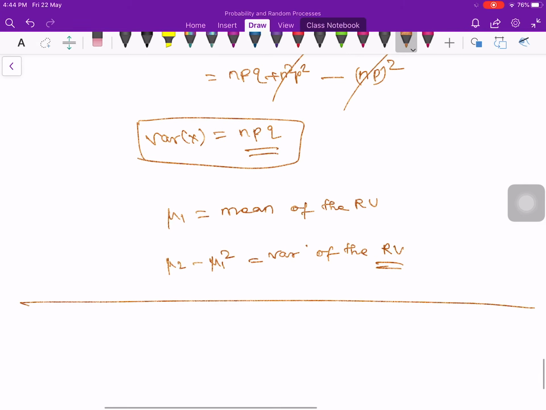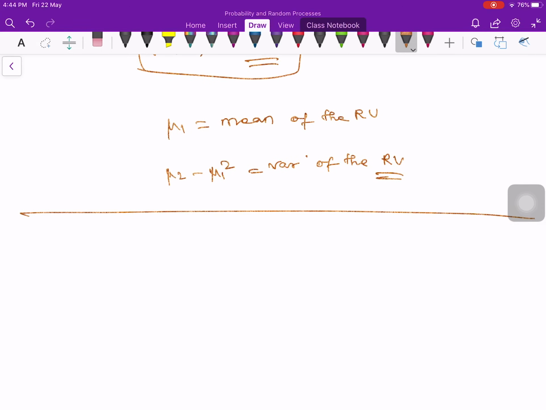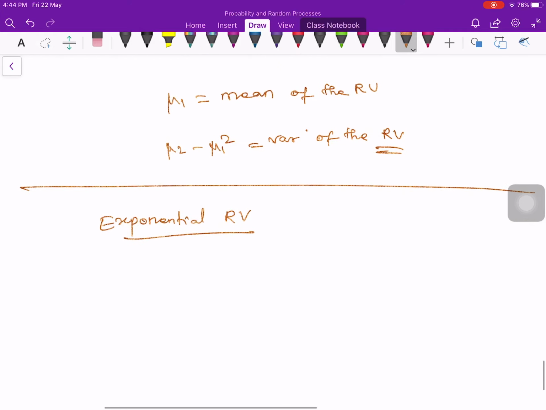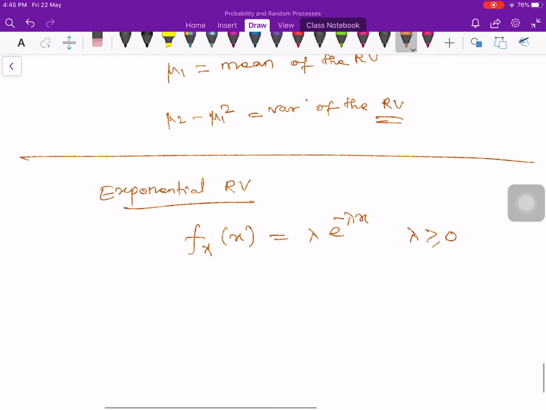Now let me take one more example, the exponential random variable. It is a continuous random variable, described by the density function lambda times e to the minus lambda x, where lambda is greater than or equal to 0. For this random variable we already found its moment generating function: M_X of s equals lambda over lambda minus s.